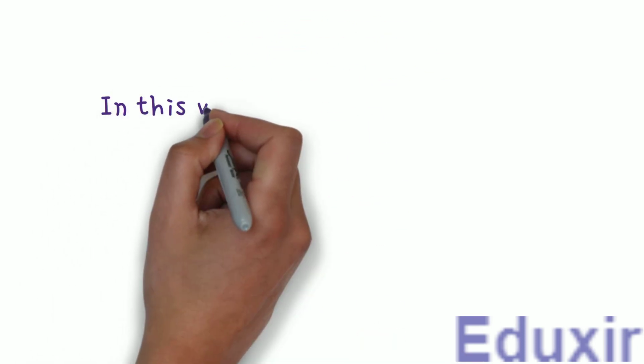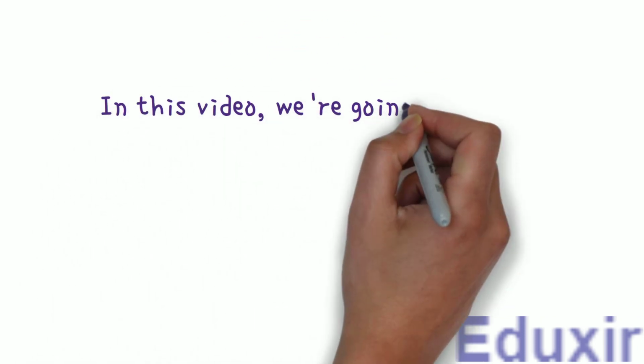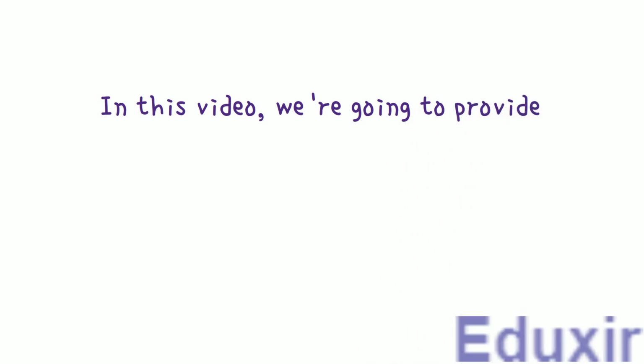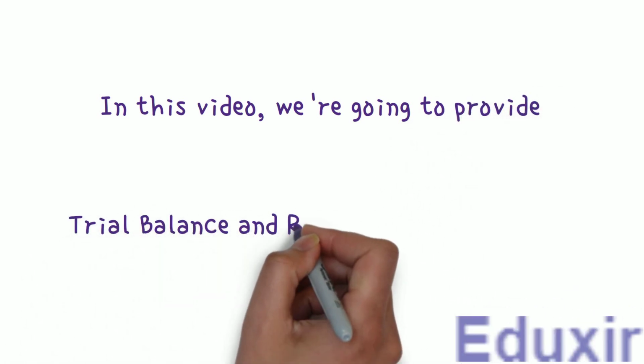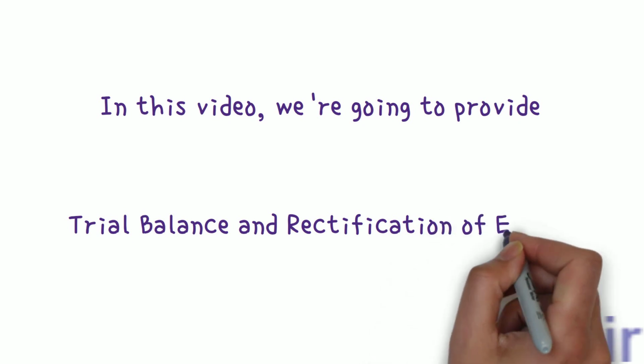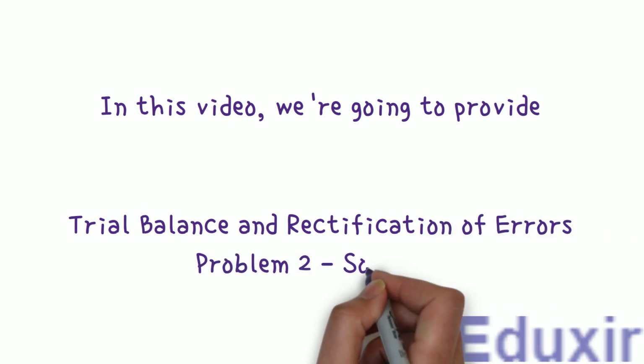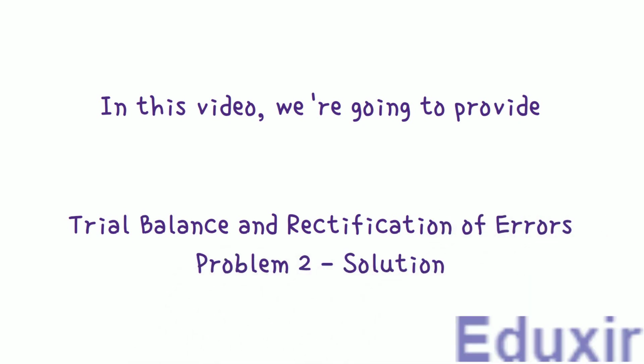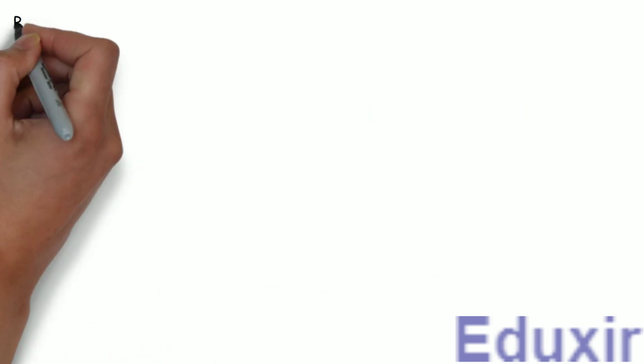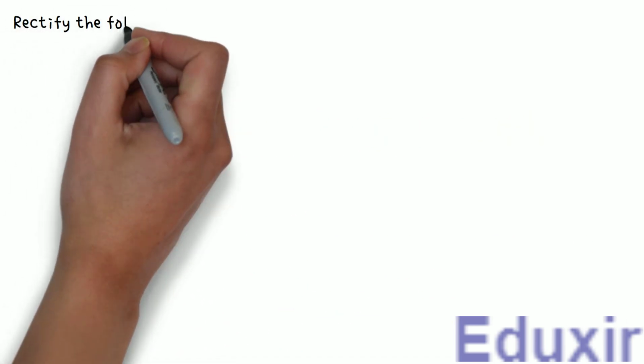In this video, we are going to provide trial balance and rectification of errors. Problem 2 solution. The problem statement is as follows. Rectify the following errors.